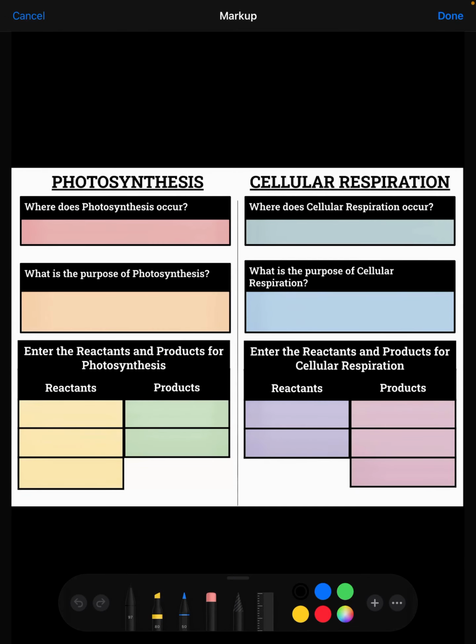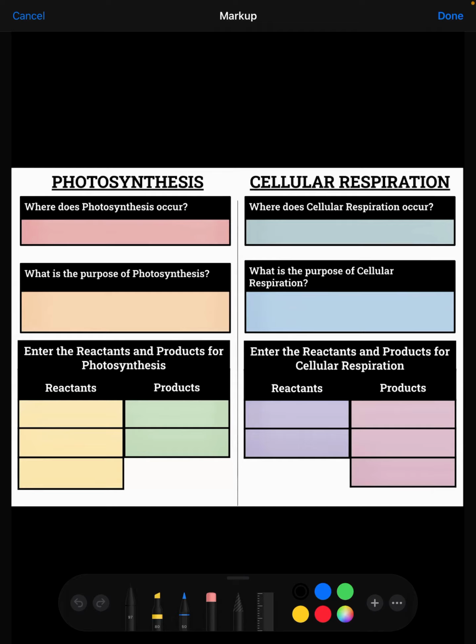Hi biology students, this video is to serve the purpose of us going over the photosynthesis versus cellular respiration graphic organizer. In this activity, you will be filling out your graphic organizer cloud assignment while going through this video with me.